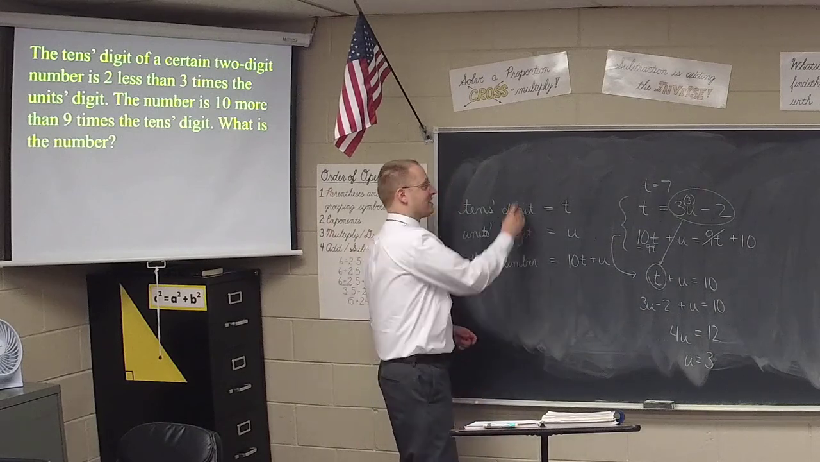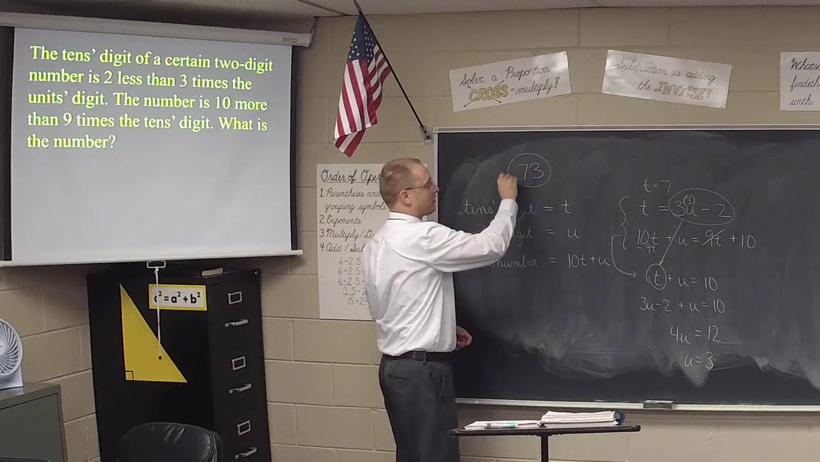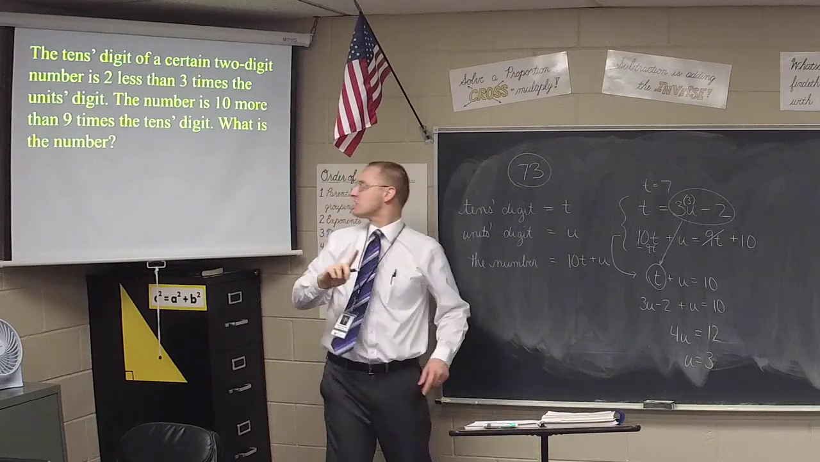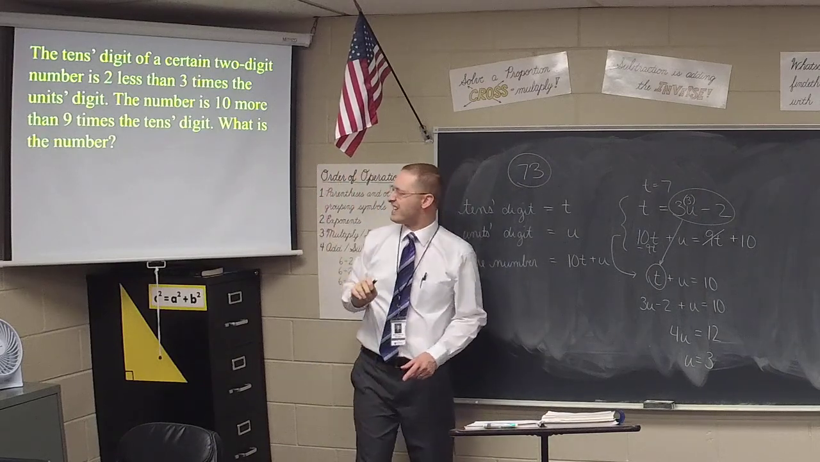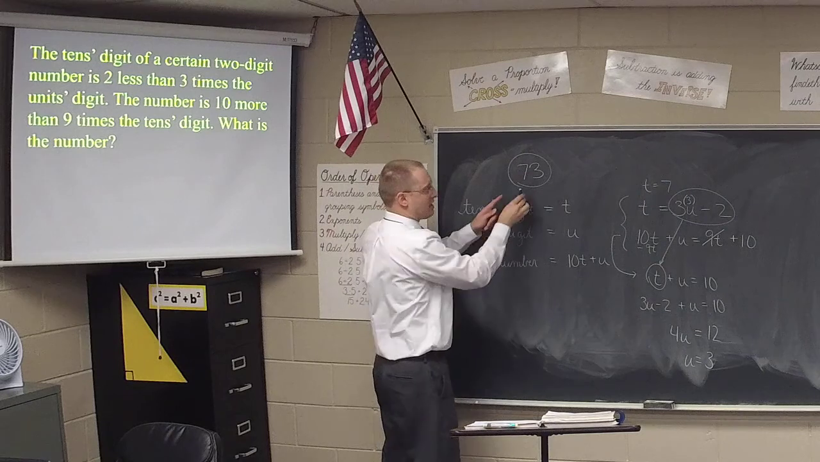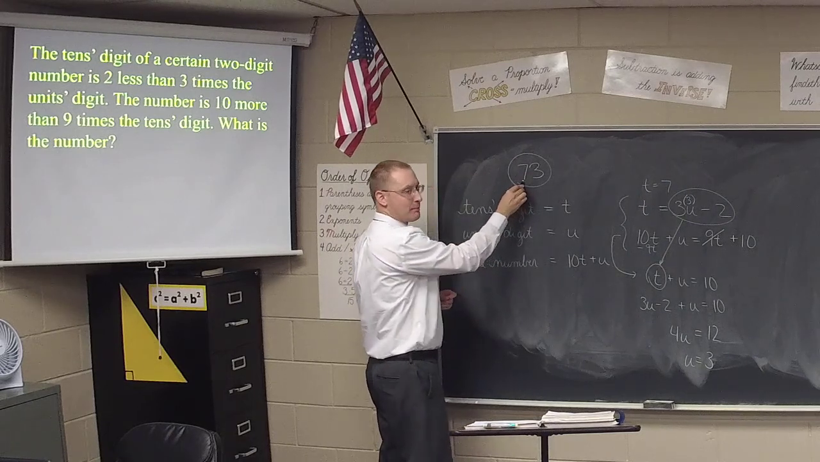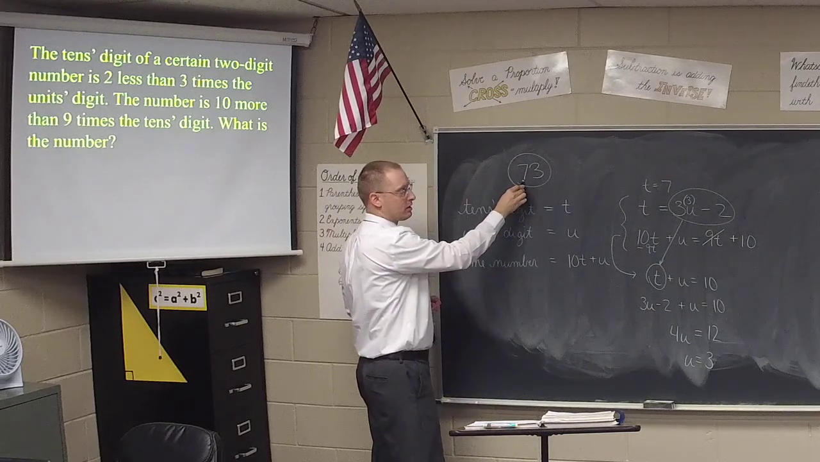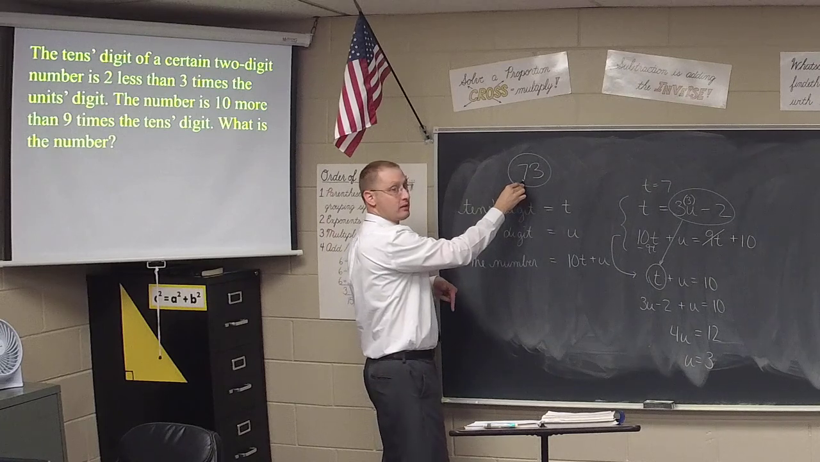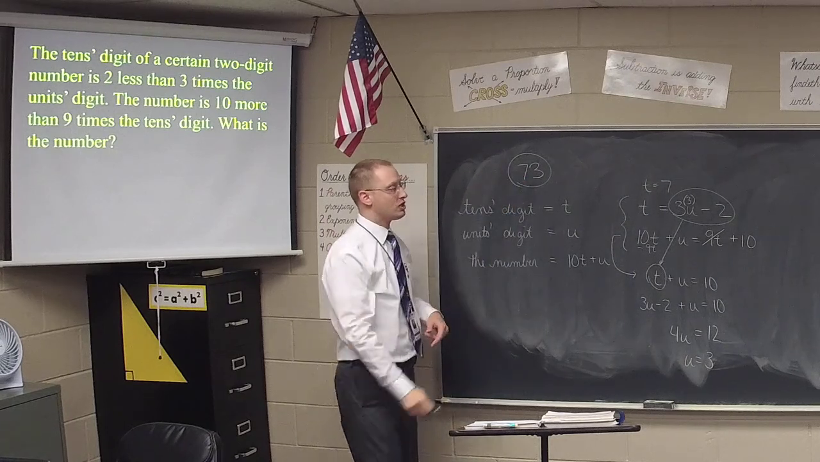Brecken can read my mind. 73 is our number. Let's check though real quick, because it said that the number is 10 more than 9 times the tens digit. What would be 9 times the tens digit, class? 63. 10 more than that? 73. It does indeed check out.